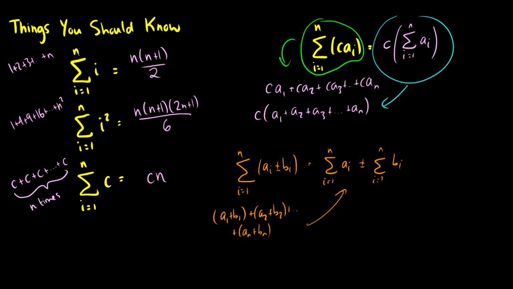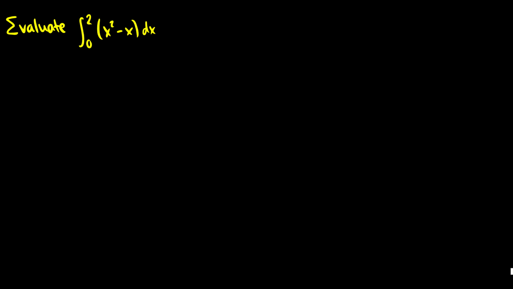So we're going to use these to compute a definite integral. So we have the definite integral from 0 to 2 of x squared minus x dx. This is very complicated the first time you see this, so I'm going to go through this one example, end the video, and then we'll continue on with this lecture in another video, just to give you guys some time to digest it.